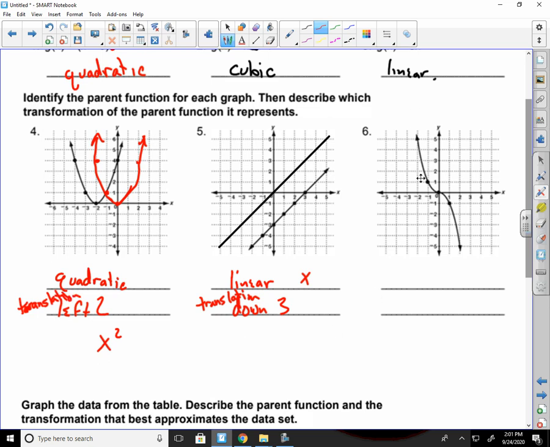The next one, it's this kind of wiggly line. That is a cubic function. And that's x to the third. When I look at this and I look at the original, if I put x to the third in, it's going to come up like this and then go up. So this is actually a reflection. The only thing is we can't tell whether it's across the x or the y. So you just stick with reflection.